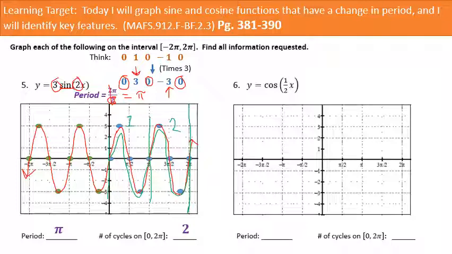Okay, look at number 6. Number 6 is a little crazy. First off, think about your trig function. Well, it's cosine. So it's going to start at 1. There's your 5 numbers.